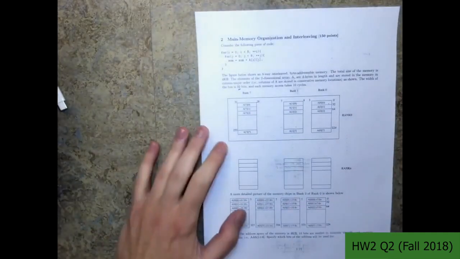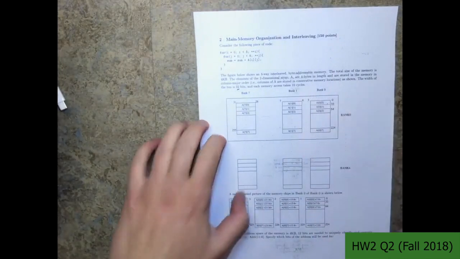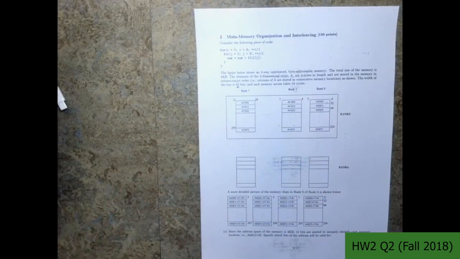Okay. So let's first calculate how many cycles it will take. Each access to the memory is 10 cycles. If you have multiple banks, if you access multiple banks, this means you can overlap some of the latency of the accesses, right?